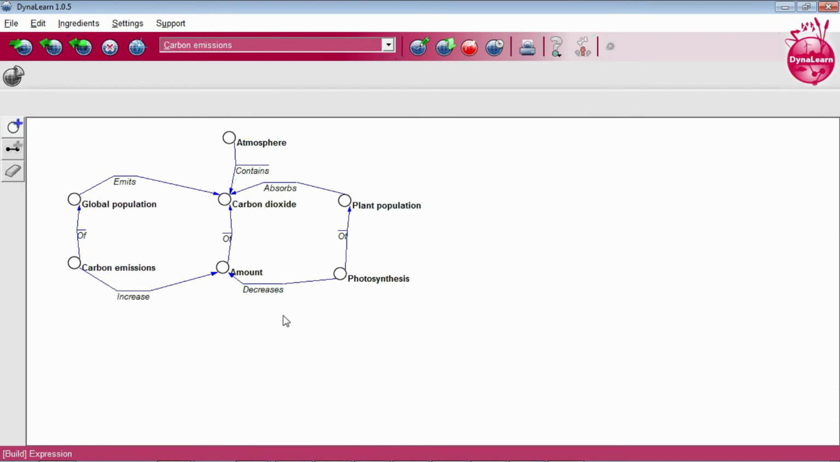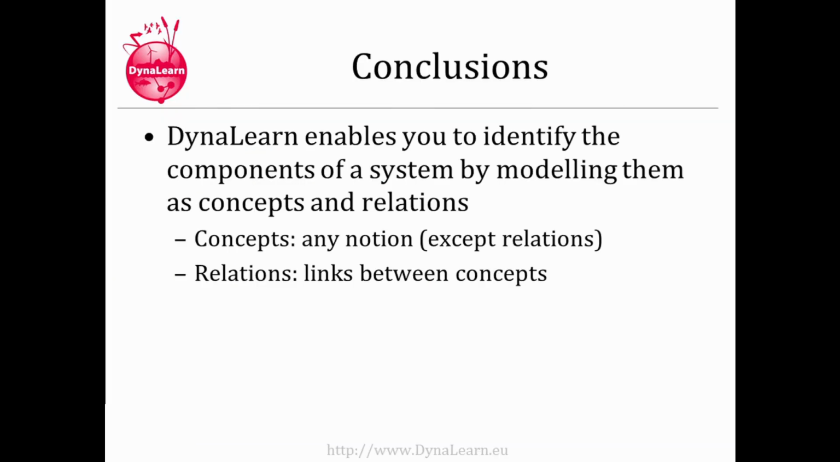So with this, I've developed a small little model about carbon emissions that identifies each of the important components within the system. So, to conclude, DynaLearn enables you to identify components of a system by modeling them as concepts and relations. Concepts can represent any notion except relations, while relations represent links between concepts.